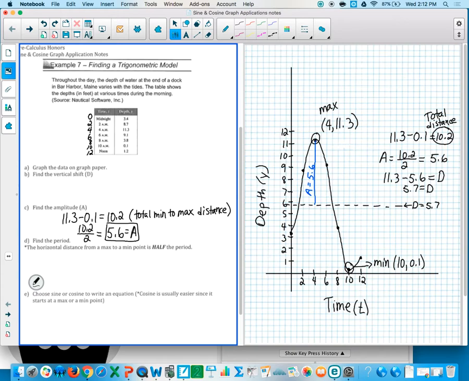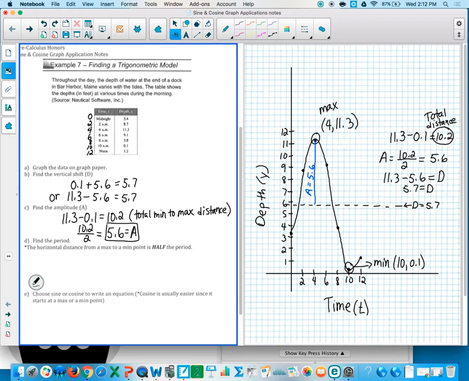And then if we take either the max or the min and add or subtract with the 5.6, so we could do 0.1 plus 5.6, that'll give us where the midline is. Or we can subtract it from the 11.3. Okay, so those are two important things, and when we're looking to write our equations down below, those are going to be the same for both our sine or our cosine graphs.